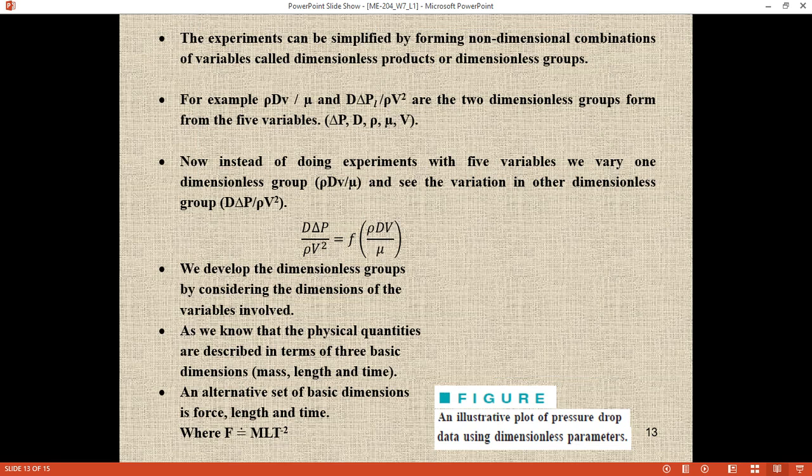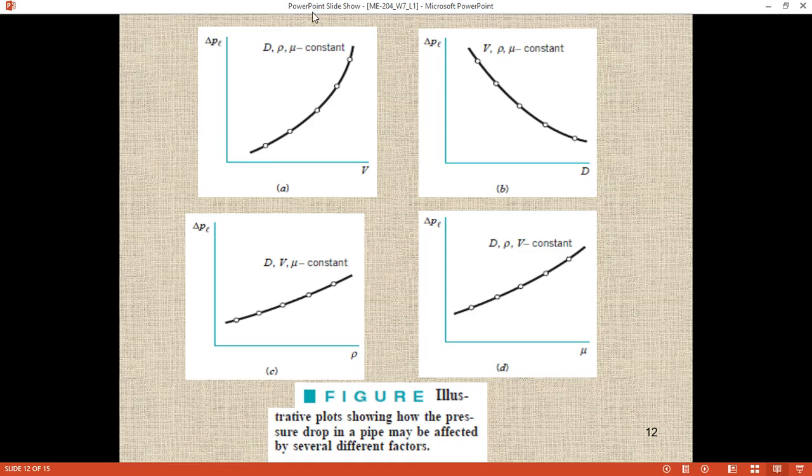Here the experiment can be simplified by forming non-dimensional combinations of variables, called dimensionless groups. So to avoid such experiments and long times, because varying one variable for one diameter may take one day, or a couple of days.